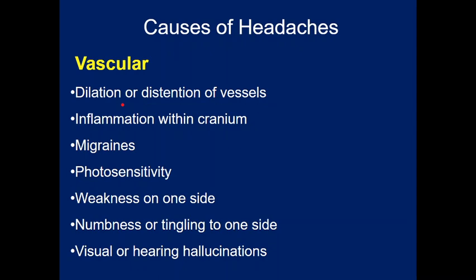So vascular, a weird distension of blood vessels can lead to a sensation of a headache. Inflammation in the head. These cause migraines. And frequently patients with migraines will have photosensitivity, so they don't like to look at the light. And then they might have phonosensitivity. They don't like to hear sounds. They may have weakness on one side, so it can look similar to a stroke. They may have weird sensory disturbances on one side, and they may have visual or hearing hallucinations. Frequently, we'll call those migraines with aura. So they have the aura of weird neurologic symptoms.